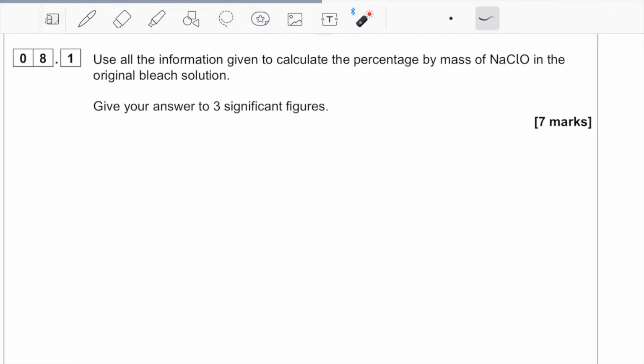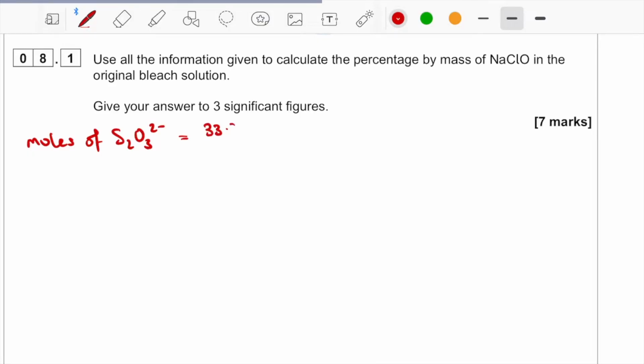So first things first, we were given the volume and concentration of the sodium thiosulfate, so we can work out the moles of thiosulfate. We got given a volume of 33.5 centimeters cubed. Obviously we need to turn that into decimeters cubed. We were given a concentration, and when we do that calculation, we get 3.35 times 10 to the minus 3. So that's the number of moles of the thiosulfate.